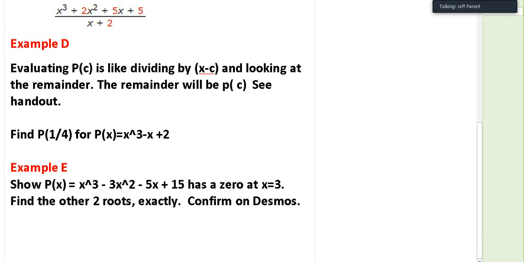Let's take a look here. So the last one says, show that x cubed minus 3x squared minus 5x plus 15 has a 0 at x equal 3. Find the other two roots exactly. Wow, this one's stepping up a little bit. So the last one we'll call example D. This one's example E.